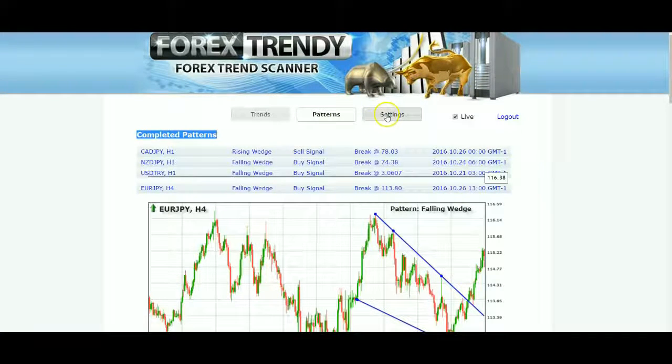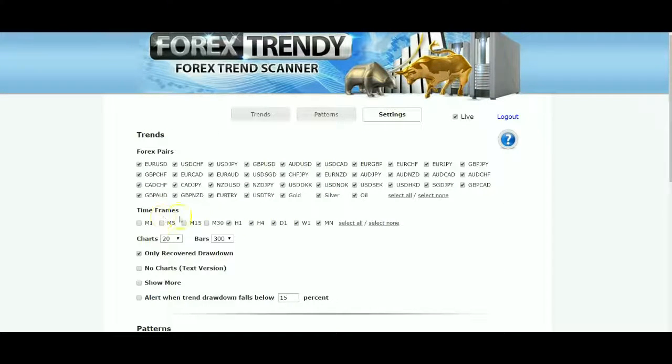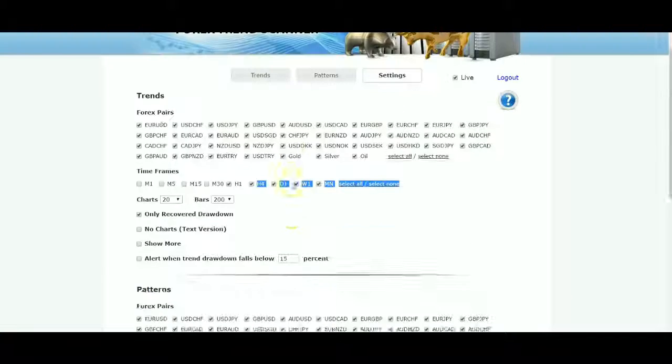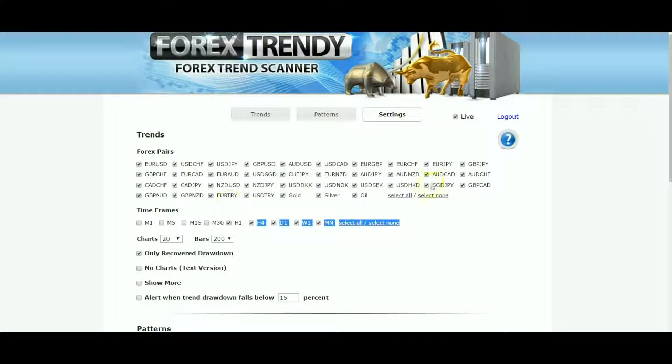Regarding the time frames, you can specify which time frames you're interested in. Personally, I'm not interested in 1 minute, 5 minutes, 15 minutes, 30 minutes, etc. Usually, I'm only interested in at least 4 hours, but I'm looking at an hour here as well. I've actually got bars set to 300 as well. I thought that was set to 200, so that's something I'll change right now. And you specify which currency pairs, also gold, silver, and oil, you can be watching.